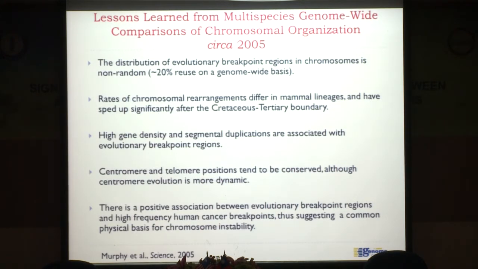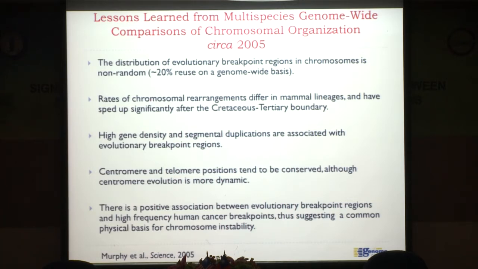And since these data are almost 10 years old now, I'll just quickly summarize some of the things that we learned from these initial comparisons, where we used the human genome as a reference or the mouse genome as a reference. Those were the only two sequenced genomes at that time. Up until about 2005, it was widely believed that chromosome breakage during evolution, how you reshuffled all of those segments, was random. And what we showed by these first multi-species genome comparisons, in the Science paper with 8 mammalian genomes, was that up to 20% of those evolutionary breakpoint regions could be reused in evolution in independent lineages. And we'll talk a little bit about that.